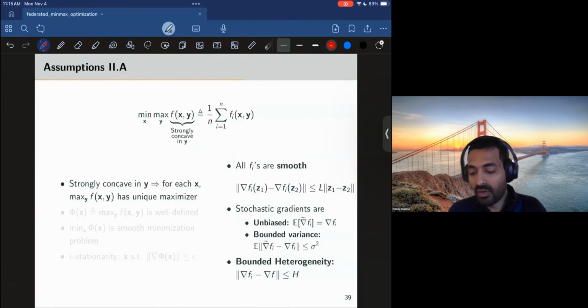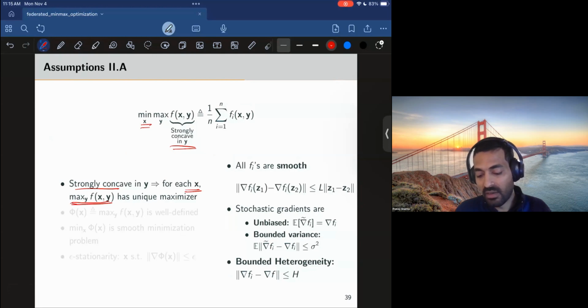So let's look at a few consequences of this strong concavity in the max variable y. Strong concavity is very similar to strong convexity, so it essentially means that for every value of the minimization variable x, if we keep this x fixed and maximize this function with respect to y, then it has a unique maximizer. That is obvious because strongly convex functions have a unique minimizer, so strongly concave functions have a unique maximizer.